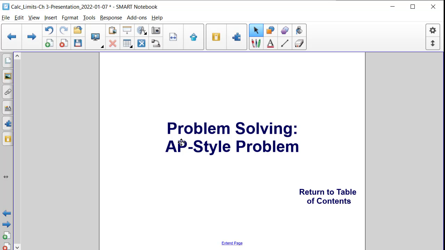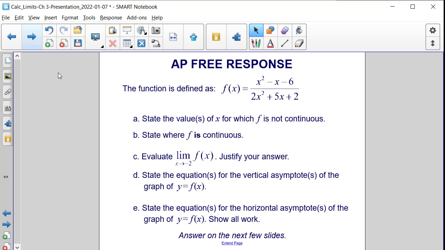Problem solving, AP style problems. An example of an AP free response question is this one. The function is defined as f of x is equal to x squared minus x minus 6, all divided by 2x squared plus 5x plus 2.